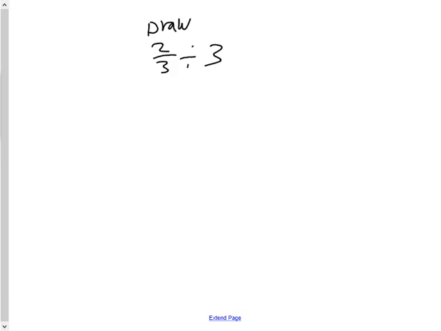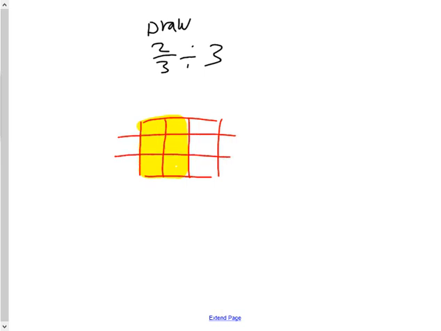Your second question says take 2/3 and divide it by 3. So again, I'm going to draw 2/3. And I'm going to cut it into 3 parts. This is for me, this is for Dominic, and this is for Calvin. If I take 2/3 and divide it between 3 people, each person will receive 2 parts out of 9. So your answer is 2/9.